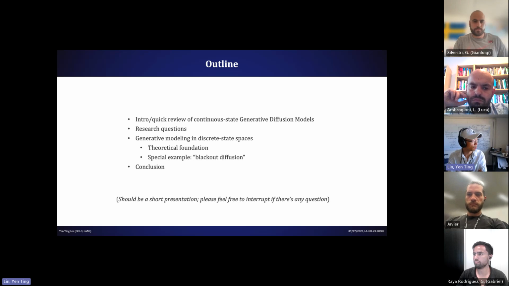For the record, this is a science paper, so it's less of an engineering effort trying to beat the state of the art, and more about providing understanding of these types of generative diffusion models. It should be a very short presentation, so do feel free to interrupt if there's any question. It's more interesting to have a discussion than a monologue.